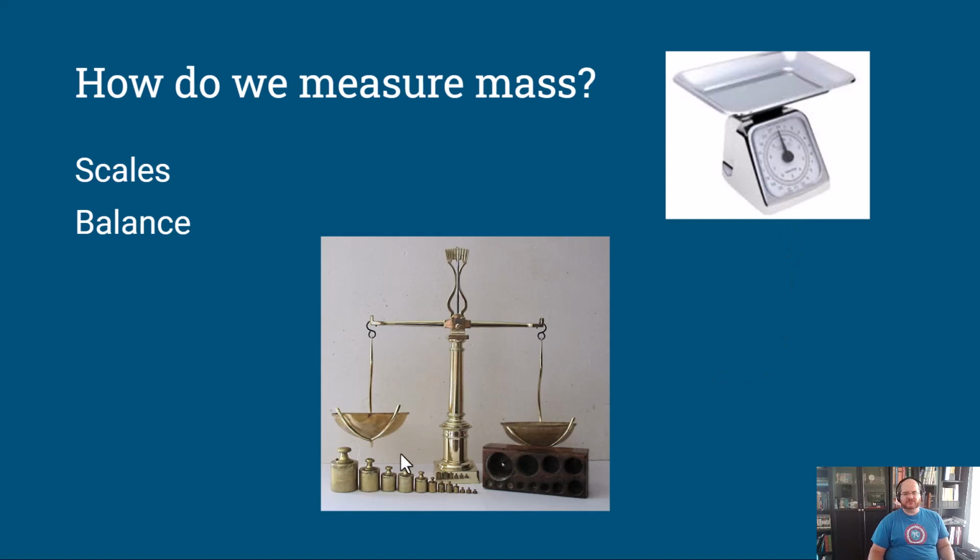While with a balance, you'll usually have a known mass on one side and your unknown mass on the other, and you try to balance them. If you have equal masses on both sides, then you know the unknown mass must be equal to the known mass side. And we're going to talk about the more precise physics of how those different instruments work in later units.